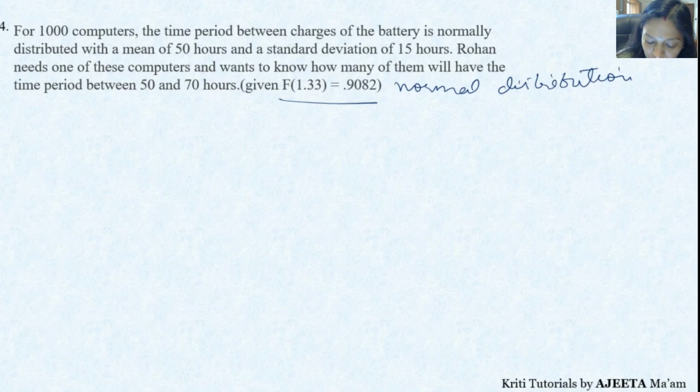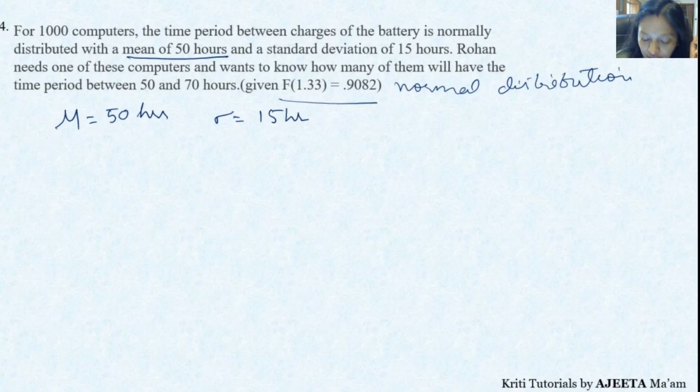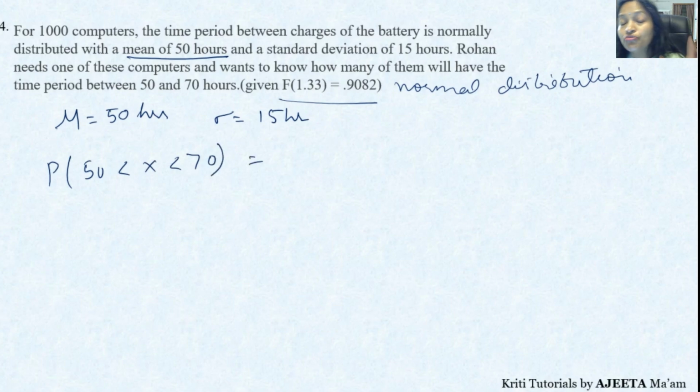Now here, what's the mean given to you? Mean is given to us 50. Standard deviation is given to us 15. So now we have to find the value between 50 and 70. तो हमारे लिए सबसे important part क्या होता है? To find Z score. What is the formula for Z score? X minus mu upon sigma. Right? एक simple formula आपको normal distribution में याद करना होता है.